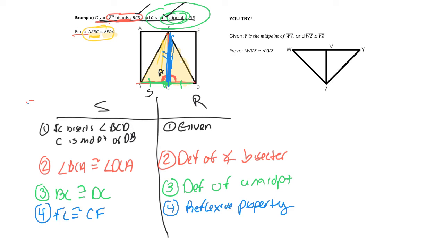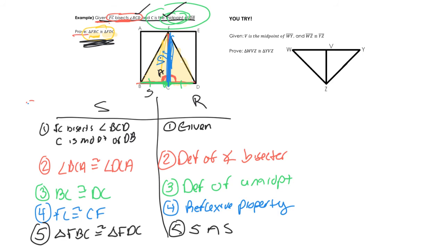So now I have another side. If I look, I see side, angle, side. Okay, that's a postulate, so I know my triangles are congruent. So we proved it. Triangle FBC is congruent to triangle FDC. And I see that it's side, angle, side. So pause the video, try the one on the right that you try, and then I will show you the answer.